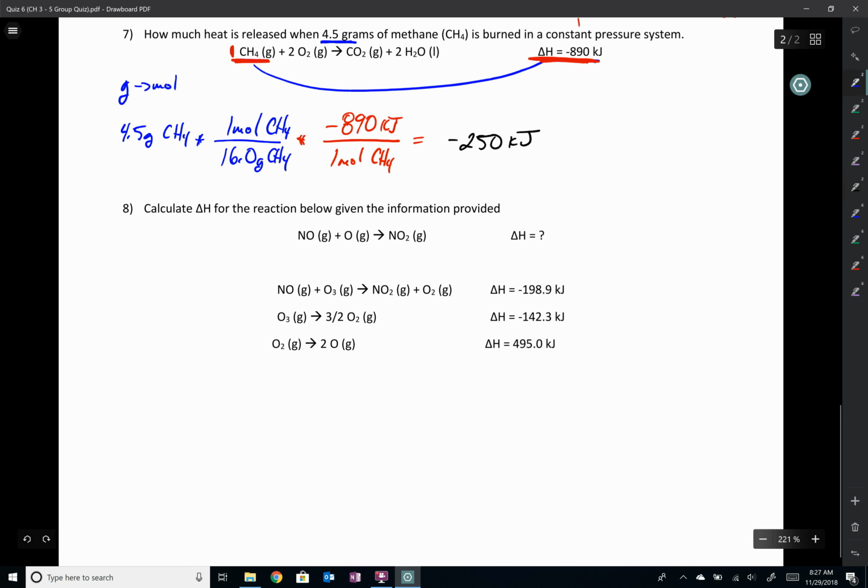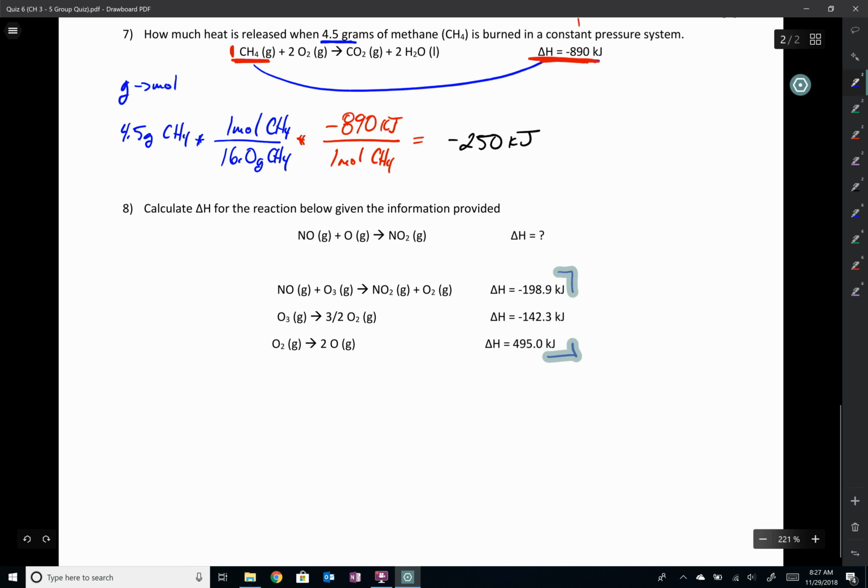Question 8. Calculate delta H. This is a Hess's Law problem. Remember, these have a unique look to them. We're asked to figure out delta H, and then it gives us information about individual reactions. So we've got to add all these up down here to make that equation here. We've got to add up the individual components to make the overall reaction.